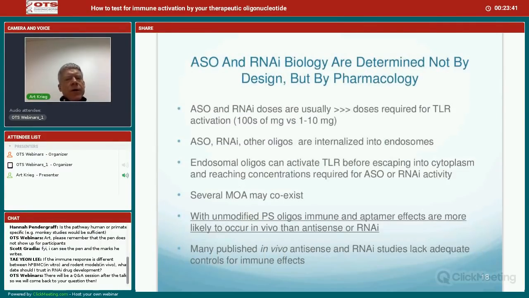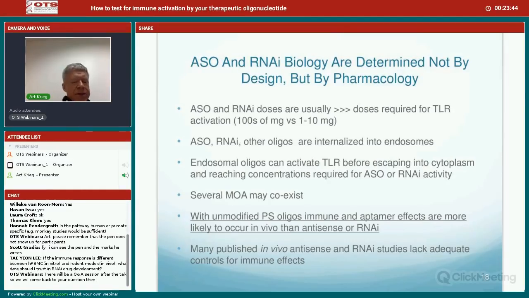Okay, now another point worth mentioning is that antisense oligos and RNAi oligos are usually dosed at doses much, much larger than are required for TLR activation. In humans with CpG DNA, for example, a dose of 100 micrograms is enough to induce systemic CXCL10 induction in the serum. In antisense applications, you're typically giving hundreds of milligrams. And so there's a huge difference there.